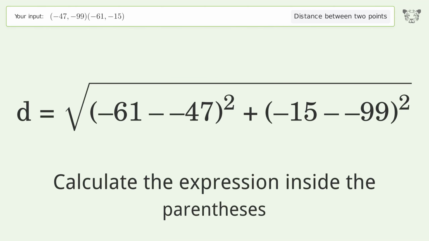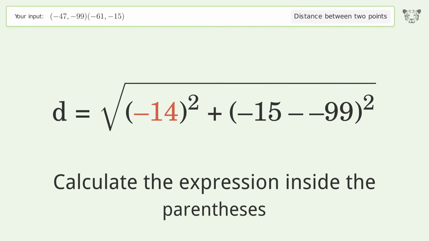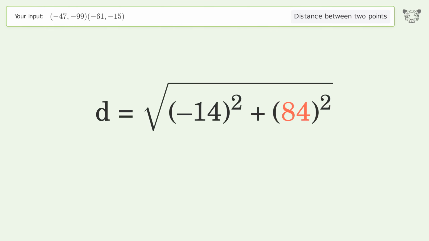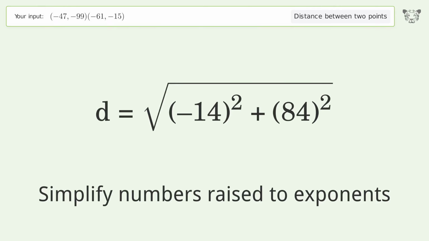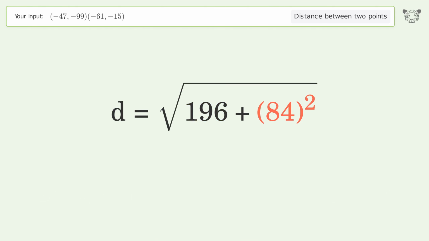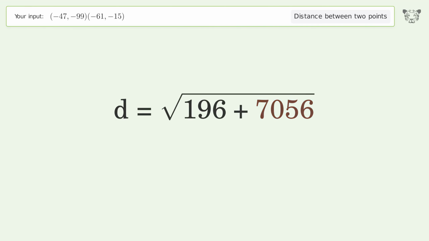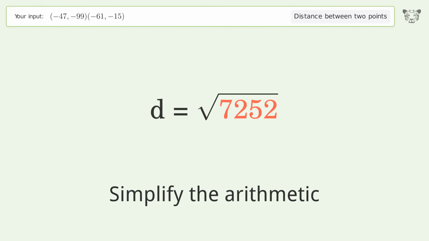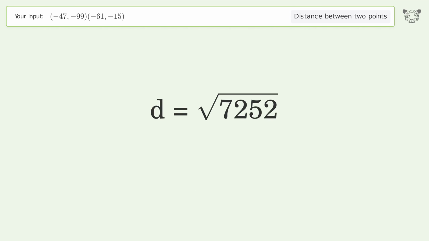Calculate the expression inside the parentheses. Simplify numbers raised to exponents. Simplify the arithmetic. And so the distance between the 2 points is the square root of 7,252, or 85.159.